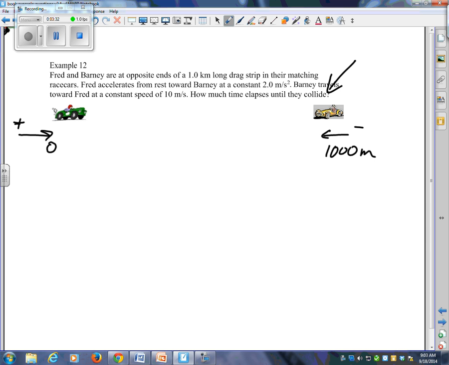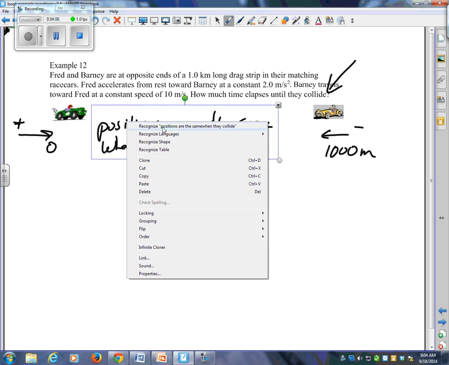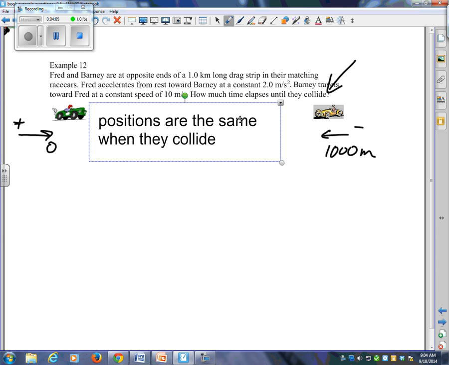See, I told you to say this, right? When their positions are the same, they're going to collide. But the question is, where is that, and how much time will elapse? Now, your automatic thought is 500, right? Because Fred is constantly accelerating, and Barney's only traveling at a constant 10 meters per second. Okay, so their positions are the same or equal when they collide, right? Their positions are the same when they collide. Look at that. I love that.